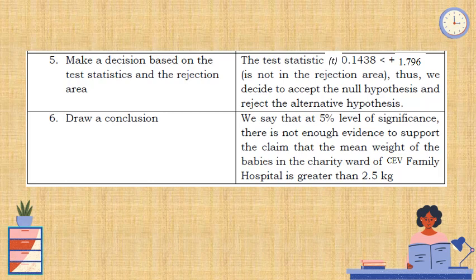For our conclusion, that is step 6, we say that at 5% or yung alpha natin na 0.05, at 5% level of significance, there is not enough evidence to support the claim that the mean weight of the babies in the charity ward of CEV Family Hospital is greater than 2.5 kilograms. So, inaccept natin yung null hypothesis na ang mean weight ng baby born sa CEV Family Hospital is 2.5 kilograms.